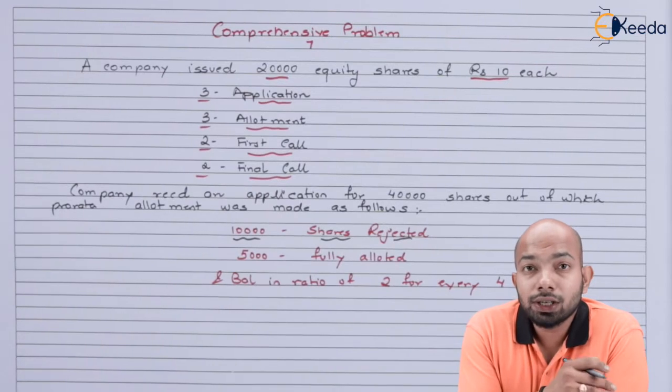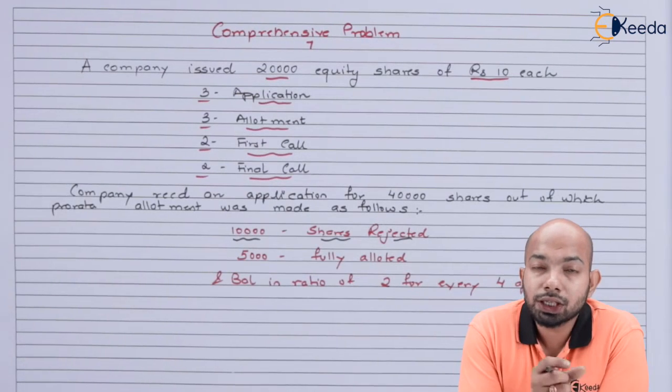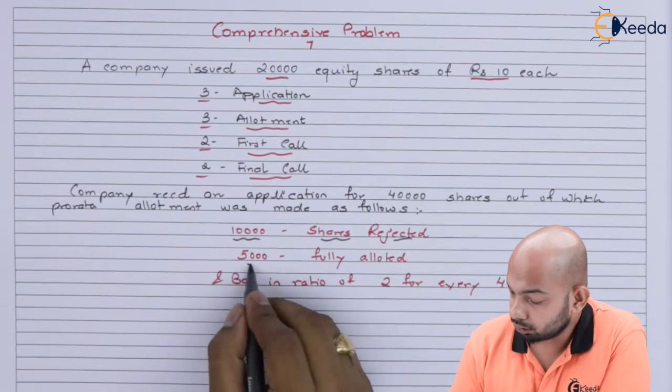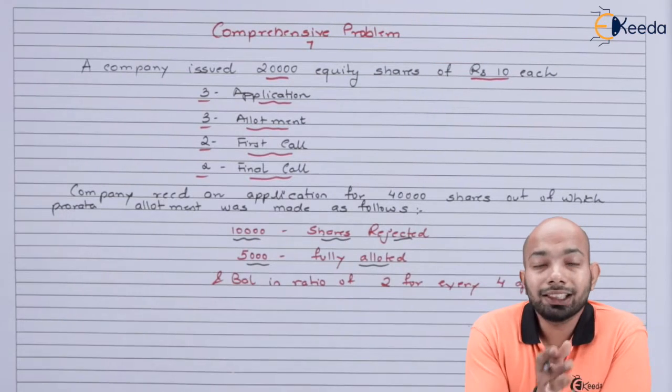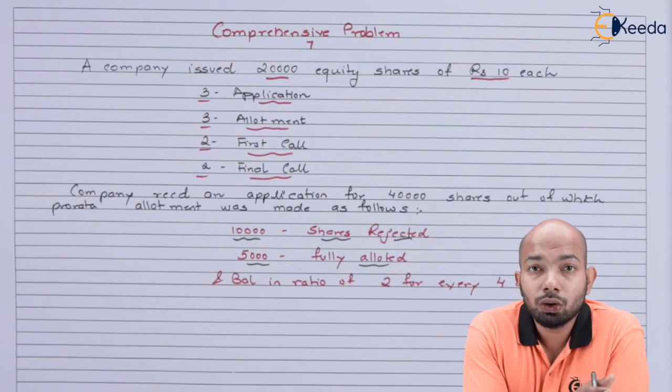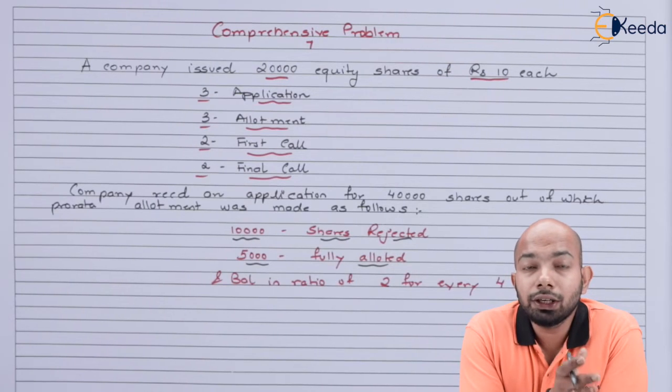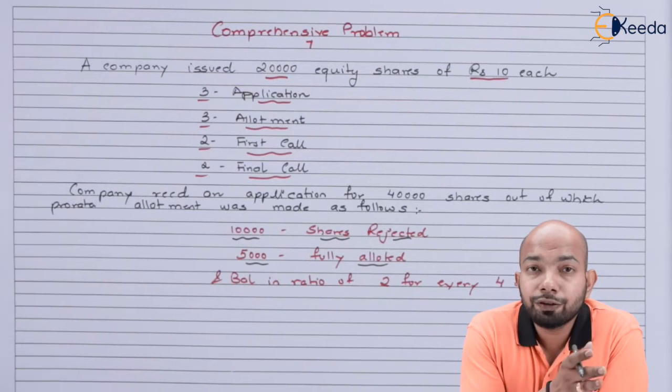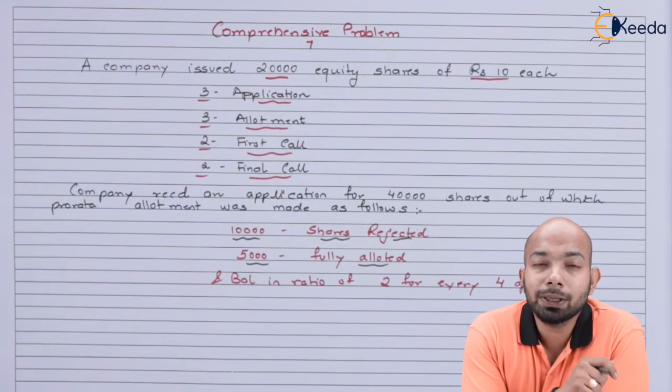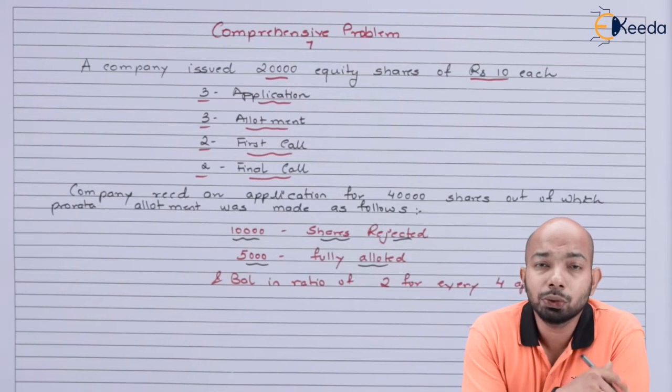Out of the 20,000 additional shares that we received, 5,000 shares were fully allotted. And the balance was in the ratio of, for every 4 shares, 2 shares were allotted. That means if you have applied for 4 shares, you will get 2 shares.